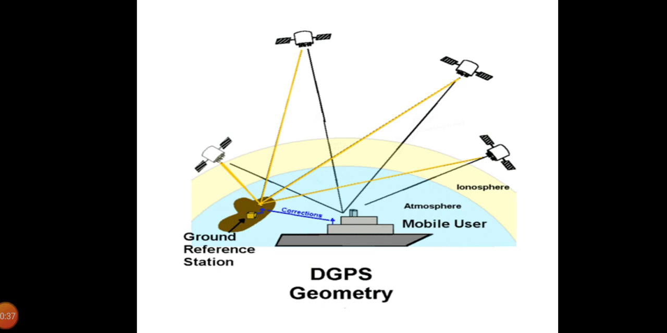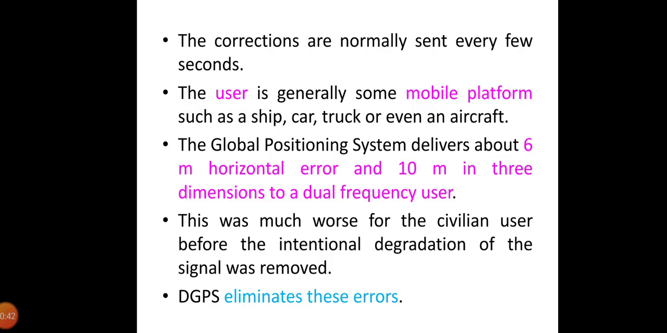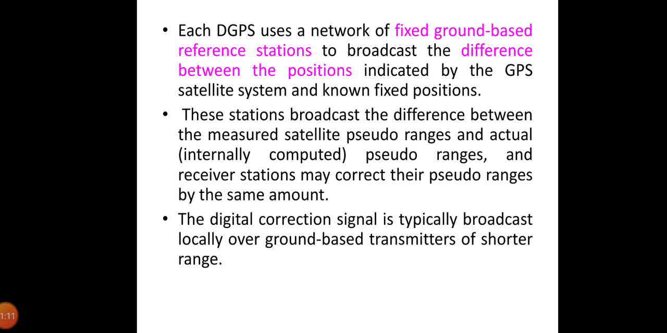So this diagram shows the DGPS geometry. The corrections are normally sent every few seconds, and the user is generally some mobile platform such as a ship, car, truck, or even an aircraft. The global positioning system delivers about 6-meter horizontal errors and 10 meters in 3 dimensions to a dual frequency user. This was much worse for the civilian user before the intentional degradation of the signal was removed. So DGPS eliminates these kinds of errors.